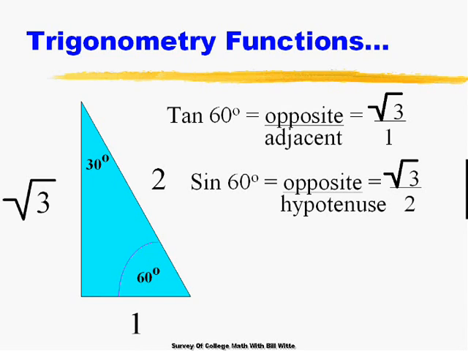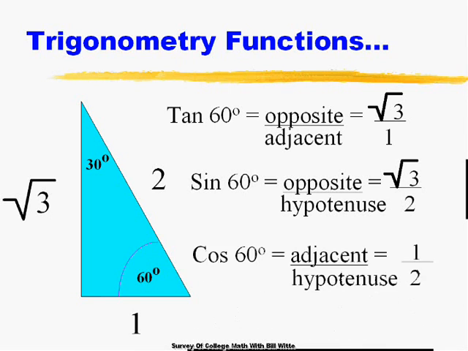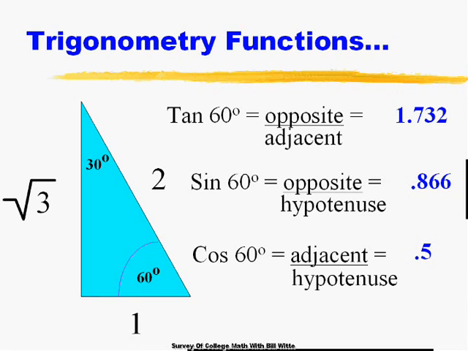Okay, that's for 60 now. The opposite of 60 is square root of 3, and the hypotenuse in this case is 2. And the cosine would be the adjacent over the hypotenuse, or 1 over 2. Now, all of these come out to numbers, and you're going to be able to use your calculator to find them, okay? But the way that they actually came about was ratios of sides of right triangles.